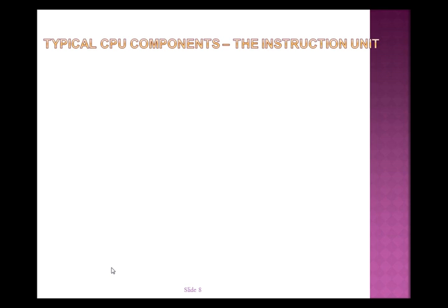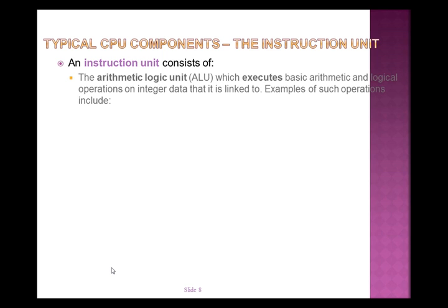Now, the next component of the CPU is the instruction unit. Our instruction unit consists of the ALU. As I told you, what is ALU? It is an arithmetic and logical unit that is used for calculations. What type of calculation? Both the arithmetic as well as the logical calculations.